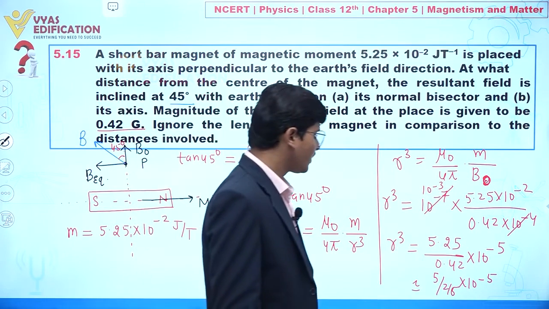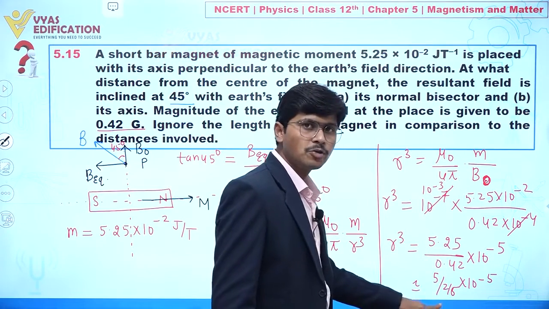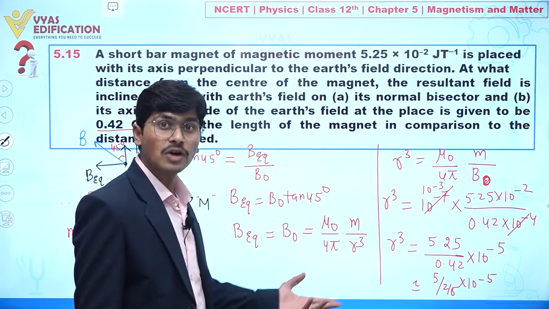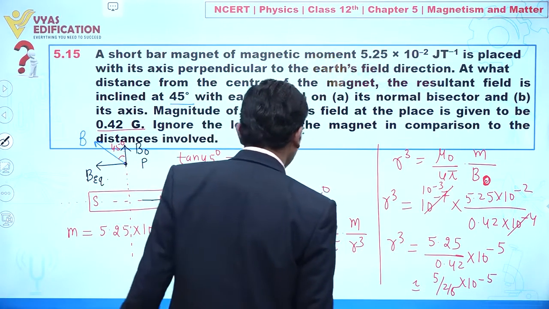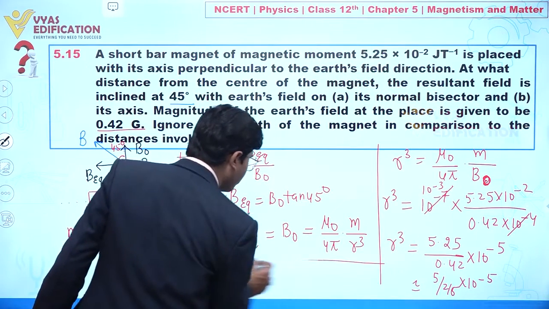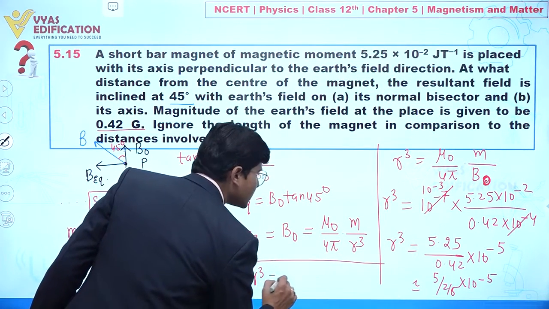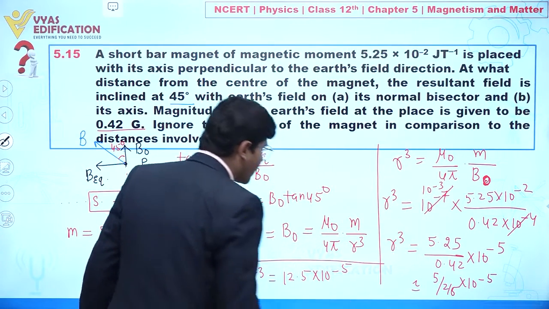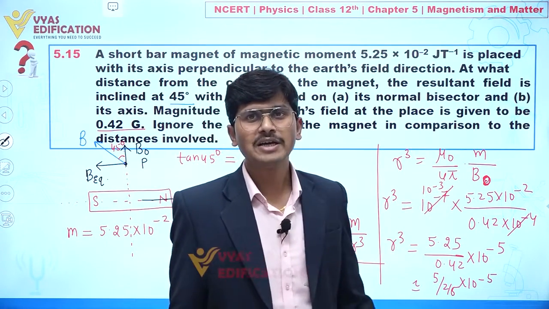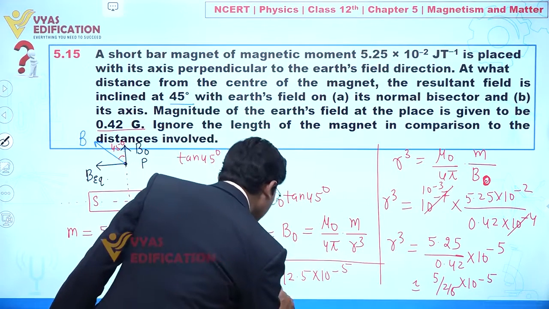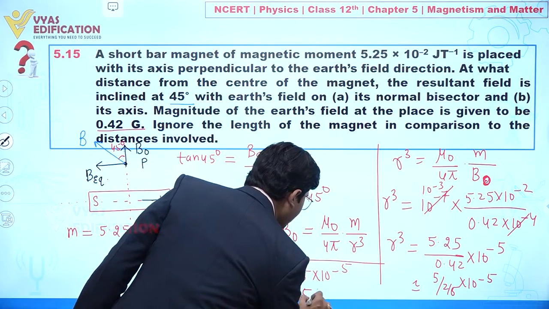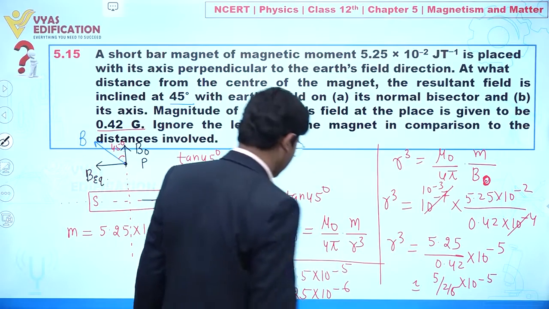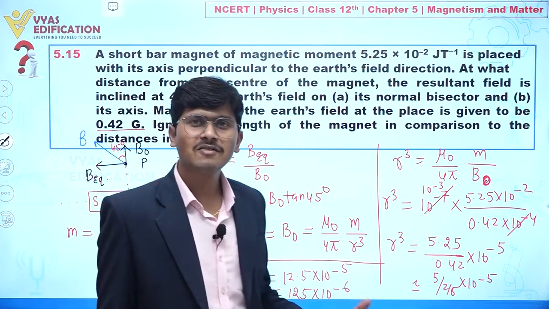So from here can we write like this? This is 25 by 2. 25 by 2 equal to what? 12.5. Clear? So we can say the value of R cube is 12.5 into 10 to the power minus 5. Now if I multiply it with 10 and divide with 10, I can write like this. This is 125 into 10 to the power minus 6. Clear? So can we calculate here the value of R?